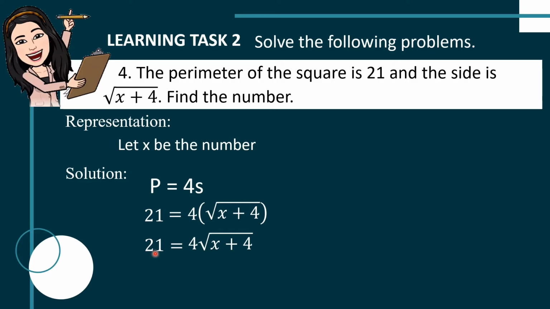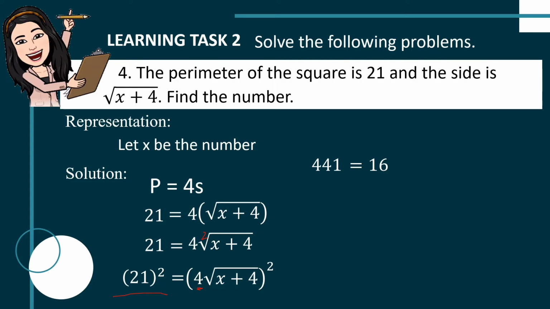Now this time, let us raise both sides to the power of 2, because our index here is 2. Okay? So, raising them to the power of 2, that will be equal to 21 quantity squared and 4 squared times the square root of x plus 4 quantity squared. Now, what is 21 times 21? Okay, that is 441. Equals, what is 4 times 4? Since we also need to square this, this is the coefficient of our radical. So, we have 16.